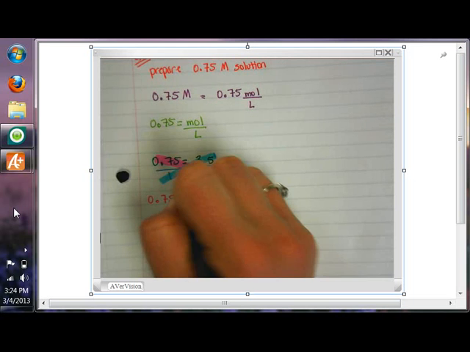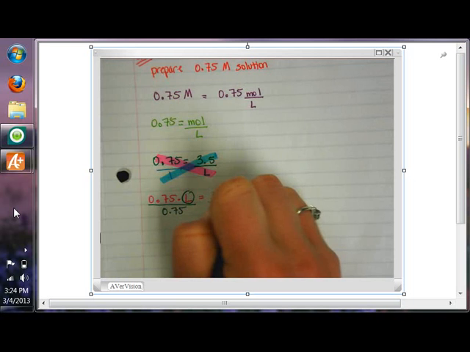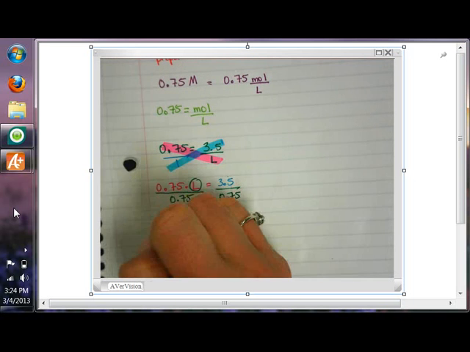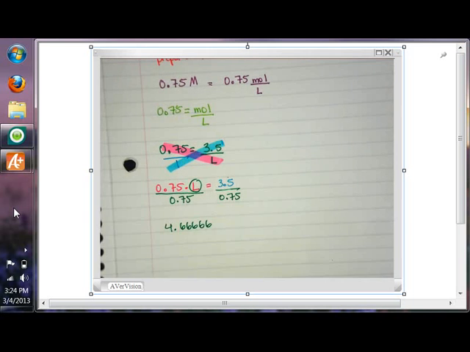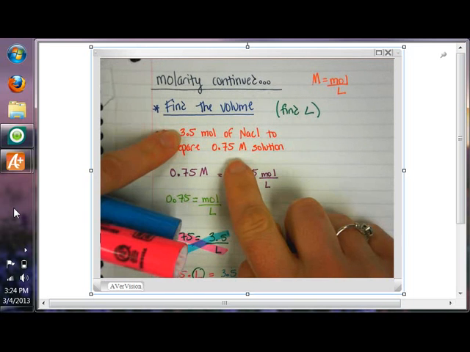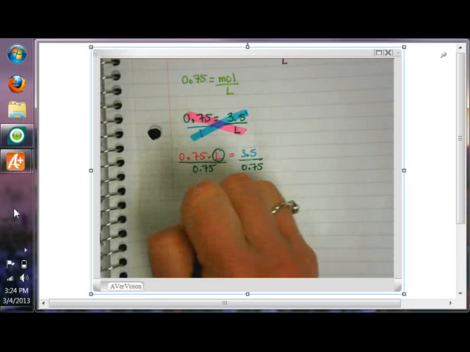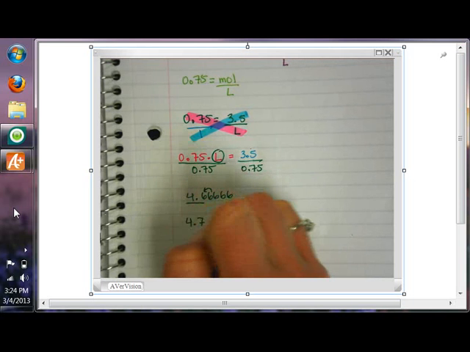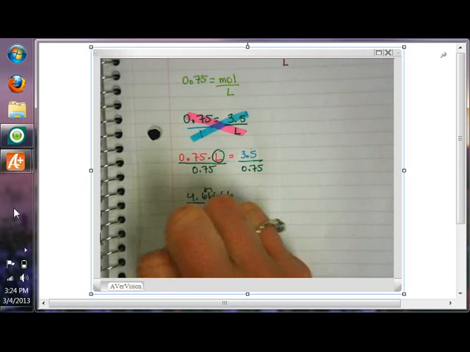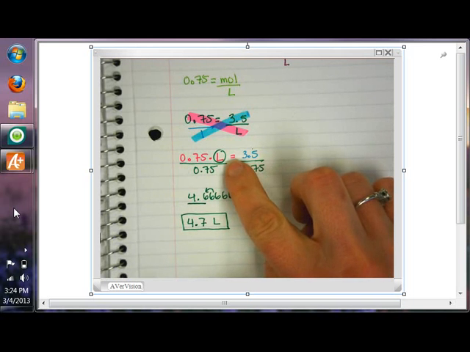So you solve for liters, divide each side by 0.75, and your calculator spits out 4.66666, keeps going on and on. Look back at what they gave you, 2 sig figs, 2 sig figs, so your final answer should have 2 sig figs. 6 bumps it up, so the final answer is 4.7 liters. They wanted volume, and you were actually solving for volume, which is liters. So the unit was right there.